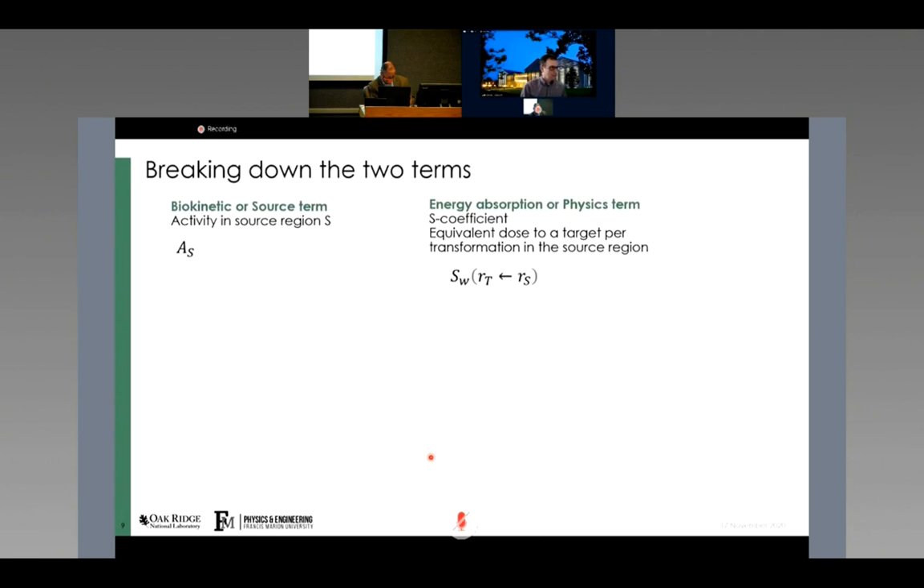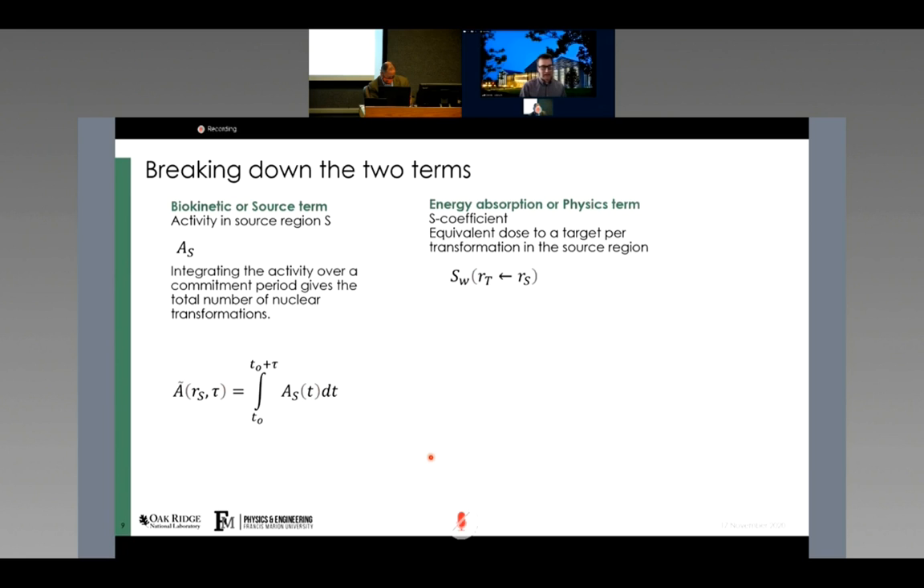And so we can break these two terms into separate pieces and talk a little bit more about them, starting with the activity term. If we integrate that activity over a commitment period, we can get a total number of nuclear transformations that can be pretty handy for us, especially when we're doing committed doses in the adult. And then the last thing we can do with that term is we can divide it by the intake activity. And when we do that, this is the piece that makes the term useful for a dose coefficient, right? This division by the activity of intake, which when we do our calculations, we're going to treat it as a 1 becquerel intake, right? So we have a dose per unit activity intake.